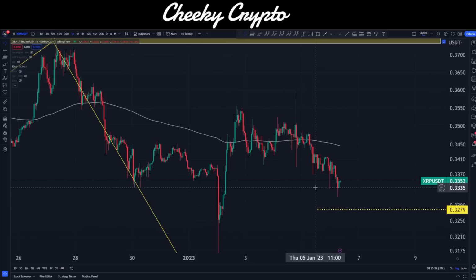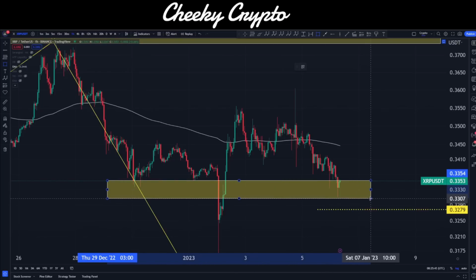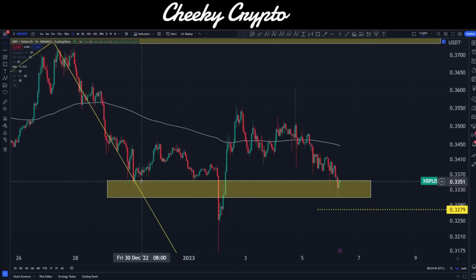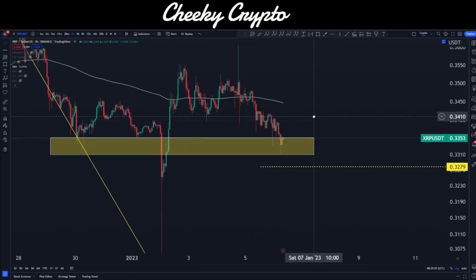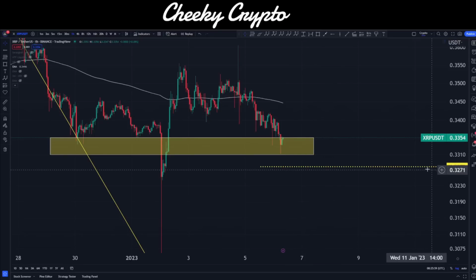Now, if I draw a yellow box area right in here, you can see that this area that was acting as support that got broken has now been retested. So we don't really have to go down any lower. From here, we could actually start to see this progression to the upside. But just understand that it's always possible that we do come down that fraction more towards 32.79, and that could be where we reverse.